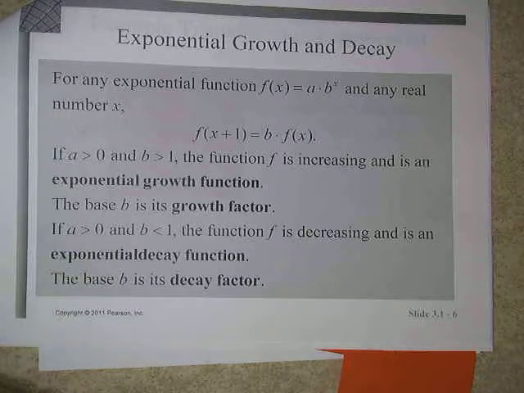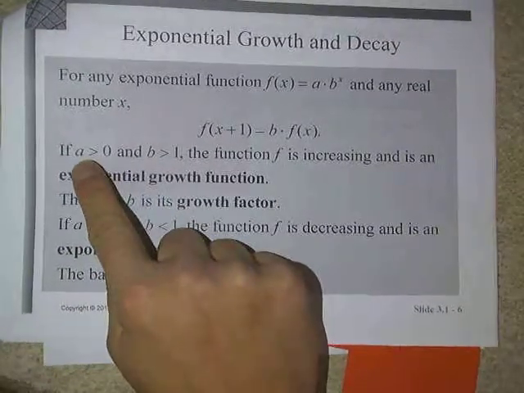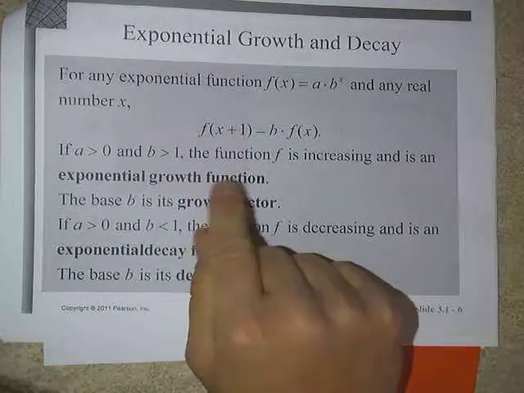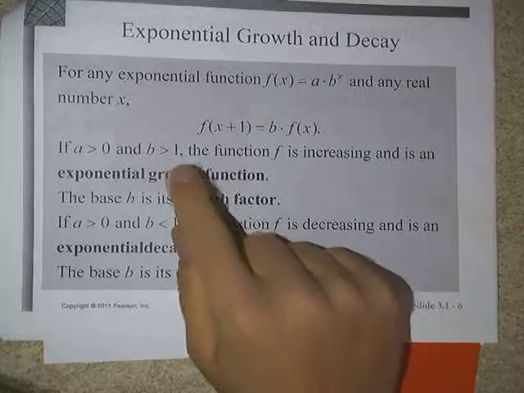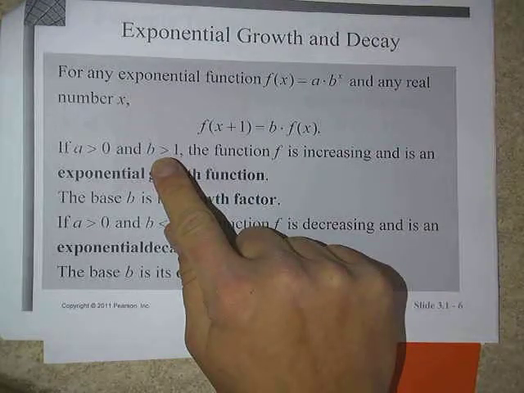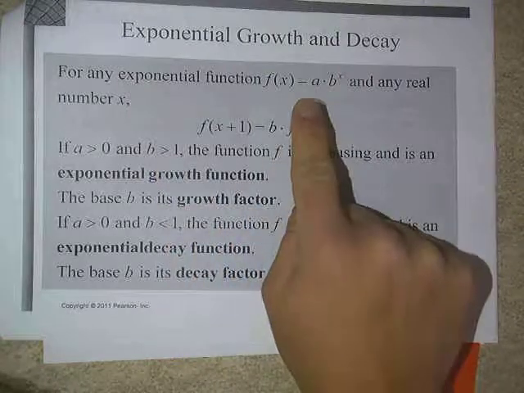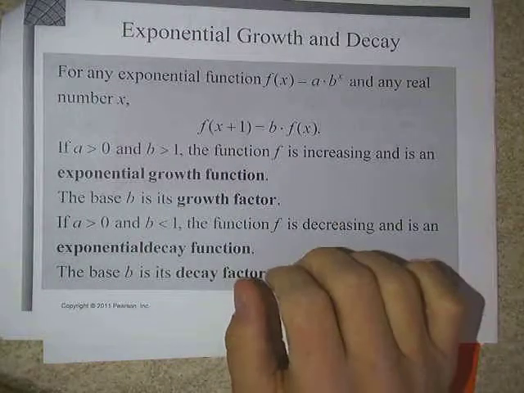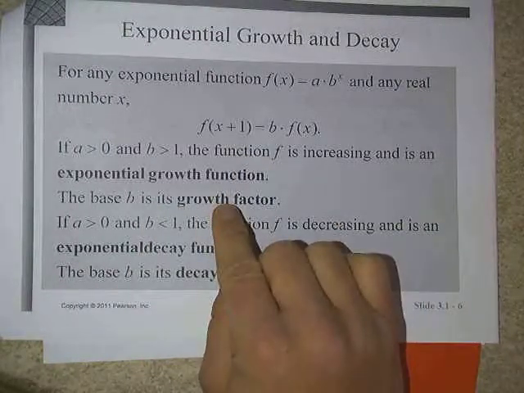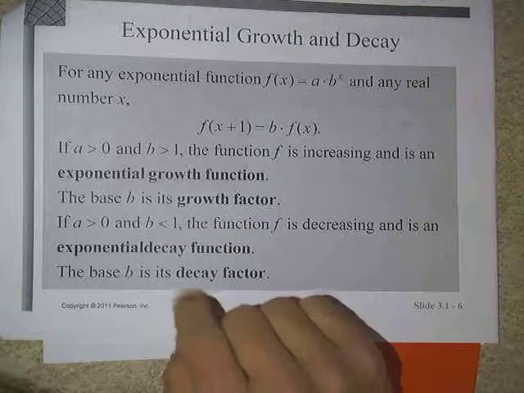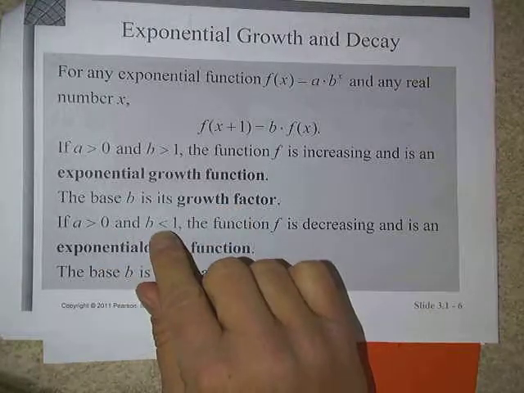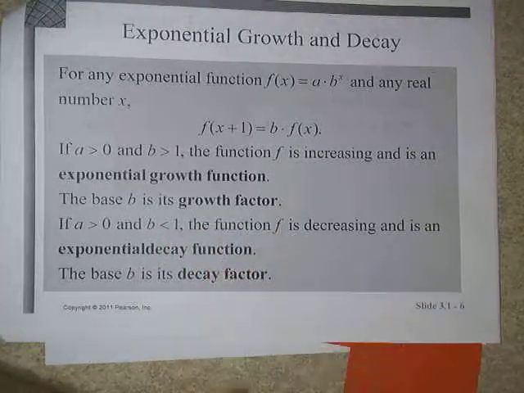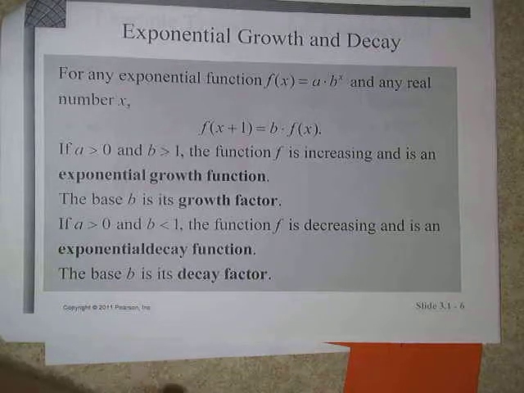All right, so a couple properties about exponential functions. We generally have 2 different types that we deal with. One is a growth function and one is a decay function. Ultimately, the key elements are here. If we have a greater than 0 and b greater than 1, the function is increasing, and we call that an exponential growth function. So when we have a base that's greater than 1, and again, keep in mind it's got to be of this form, then we're going to have an exponential growth function, and we call b the growth factor.